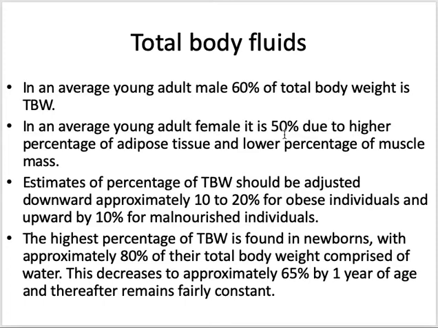Estimates of percentage of total body weight should be adjusted downwards, approximately 10 to 20%, for obese individuals. If you have an obese person, it means he has less water content, in terms of the percentage I'm talking about. But if you are looking at someone who is malnourished, maybe his body has more water content because he doesn't have fat. So this is important to understand.